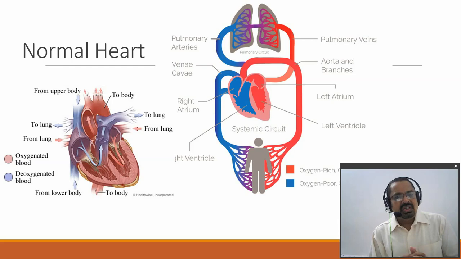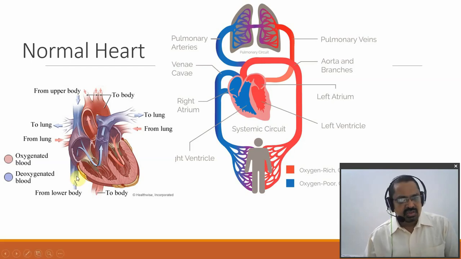So this is the normal heart, way back from anatomy and physiology. Four chambers: two auricles, two ventricles. This is the left side of the heart, this is the right side. The superior vena cava and inferior vena cava bring the blood to the right auricle, then into the right ventricle, and then to the pulmonary blood vessels, to the lungs. From the ventricle, it is going to the lung, like this.